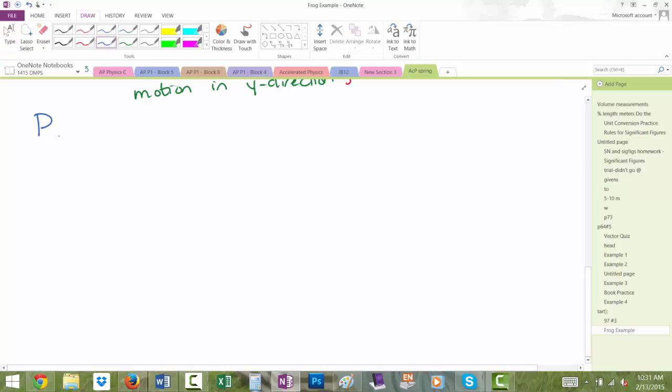For projectile motion, because you're talking about two different dimensions, we're going to do kind of the same thing we did in Chapter 2. Do you remember in Chapter 2 when we had two objects and we made two lists of givens? It's the same kind of deal.